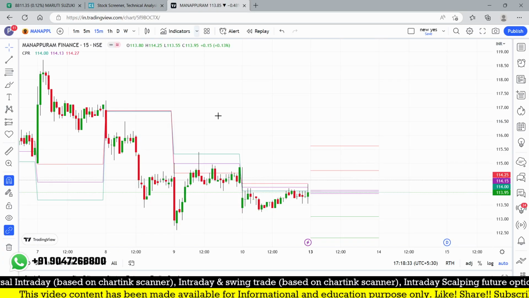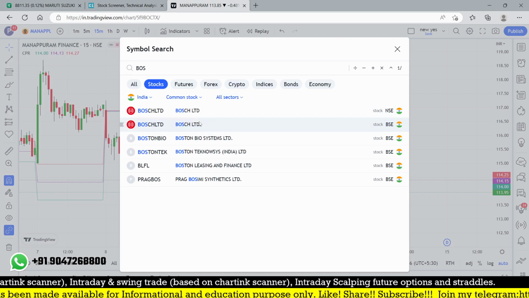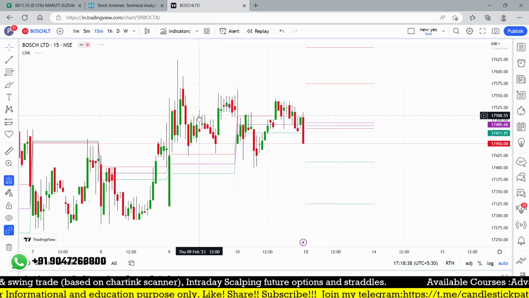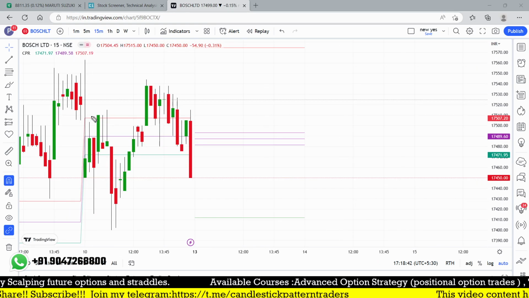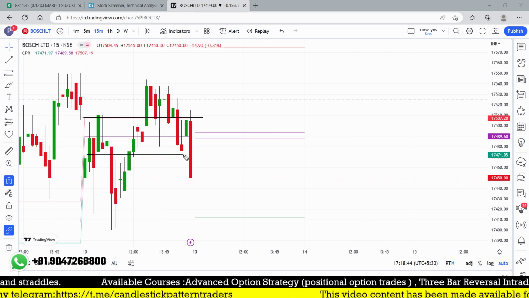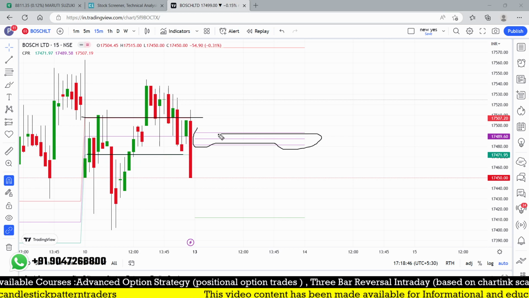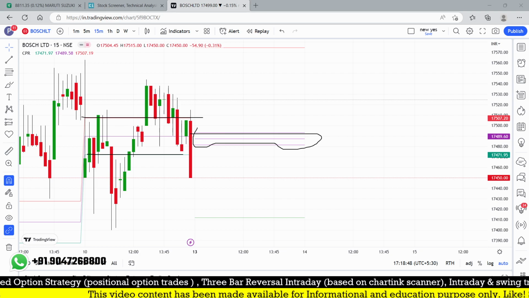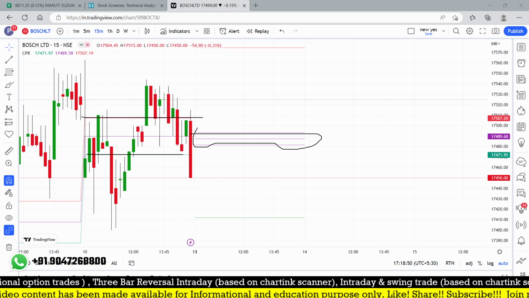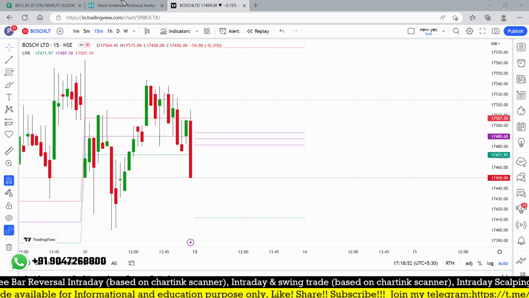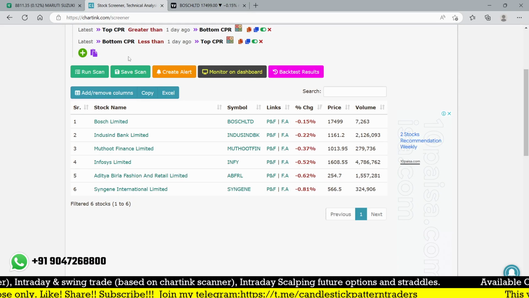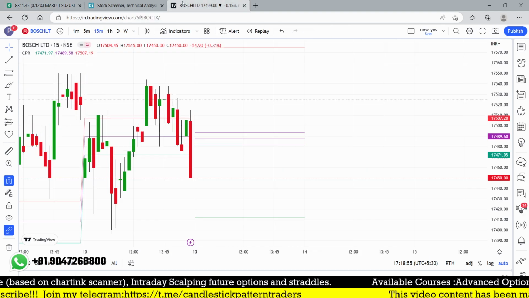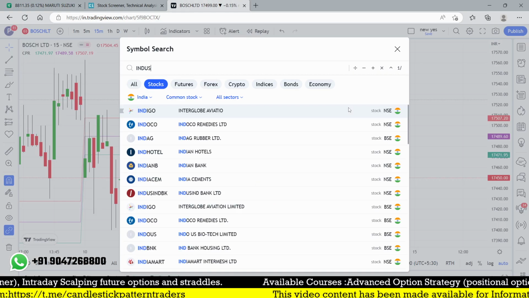Whether I'm going to check Bosch first. Bosch, where it is perfectly right. It should be the inside CPR compared to the previous day. This should be an inside one. All the TC and BC, it's completely inside between the previous day range. Okay. And a very small number of stocks, very few quantities which we are getting. Indusind Bank, Muthoot Finance. Let me go check Indusind Bank.